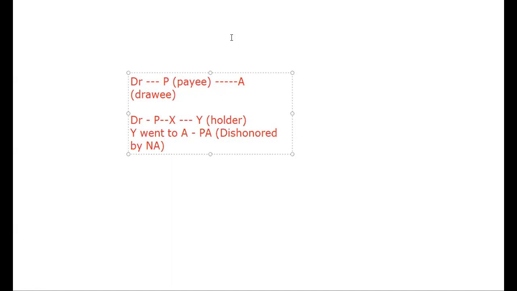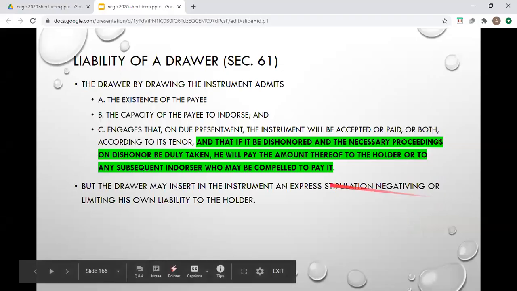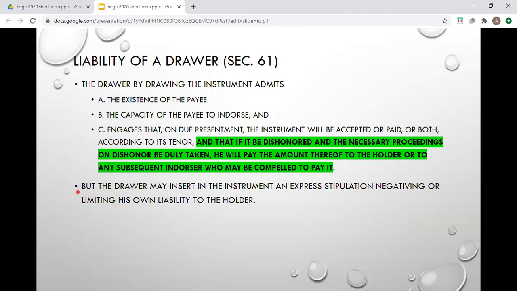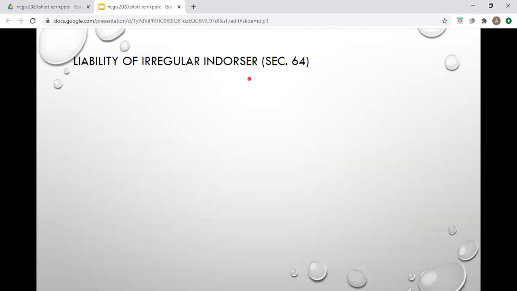Let's go back. Okay, and then I want you to take note also, the last part of your section 61, that the drawer may insert in the instrument an express stipulation negativing or limiting his own liability to the holder. Paano yun? Just like your qualified endorser by adding the word without recourse. Okay, in which case, the liability of the drawer will attach only if there is violation of these warranties and it is shown that he is aware of the violations of these particular warranties or admissions. Okay? Liability of an irregular endorser.